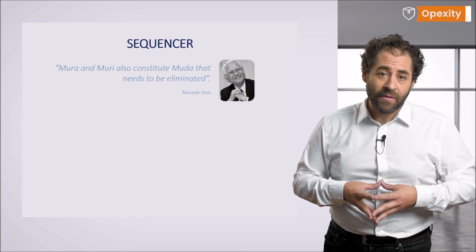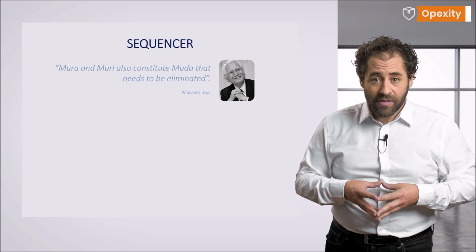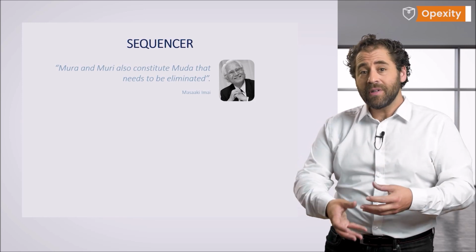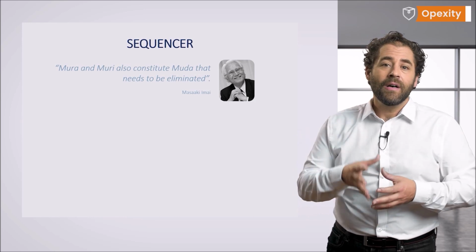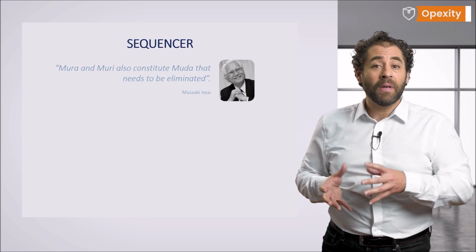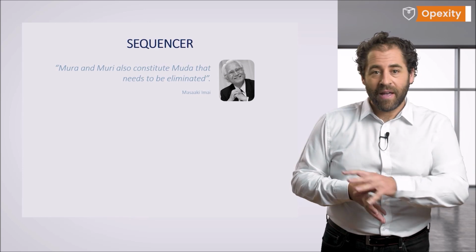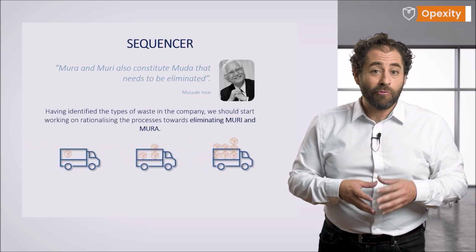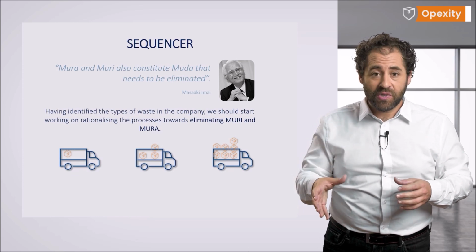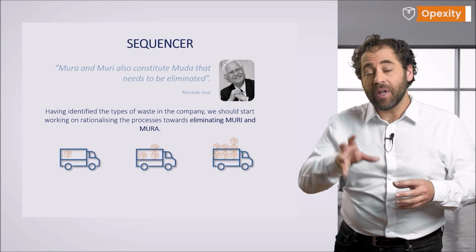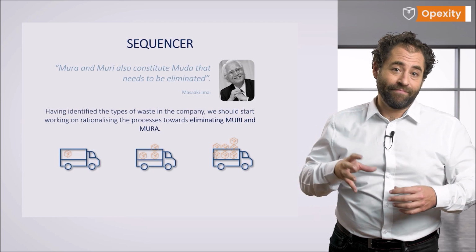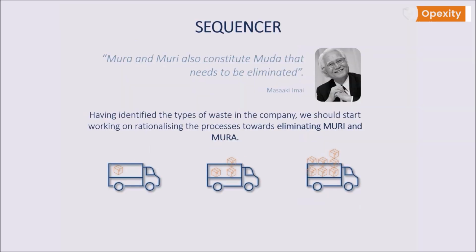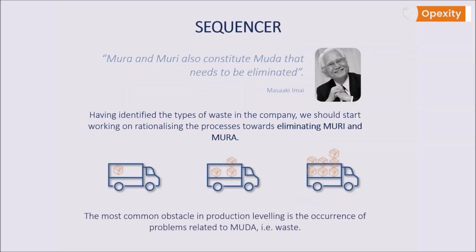Therefore, most often, we start working on process optimization in order to increase added value by identifying and eliminating muda. Having identified the types of waste in the company, we should start working on rationalizing the processes towards eliminating muri and mura.